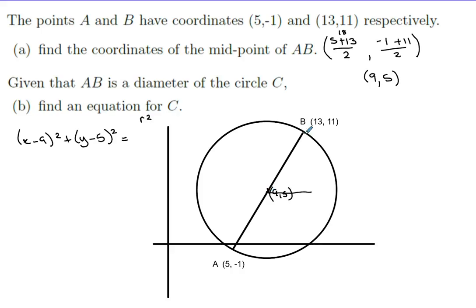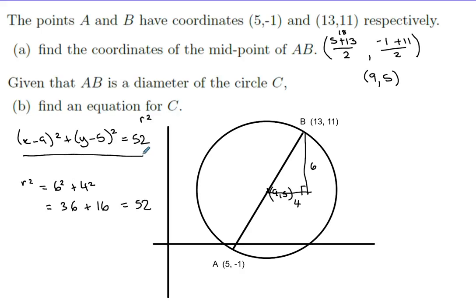So again, you just do that triangle, and we're doing Pythagoras. How much has it moved from 9 to 13? That's 4. And from 5 to 11 is 6. So for your r squared, you don't have to square root it because we need the r squared. So all we do is 6 squared plus 4 squared, and we get 36 plus 16, and we've got 52. As easy as that.